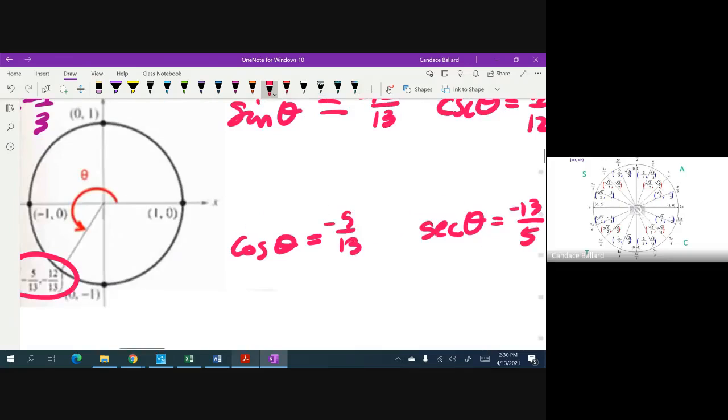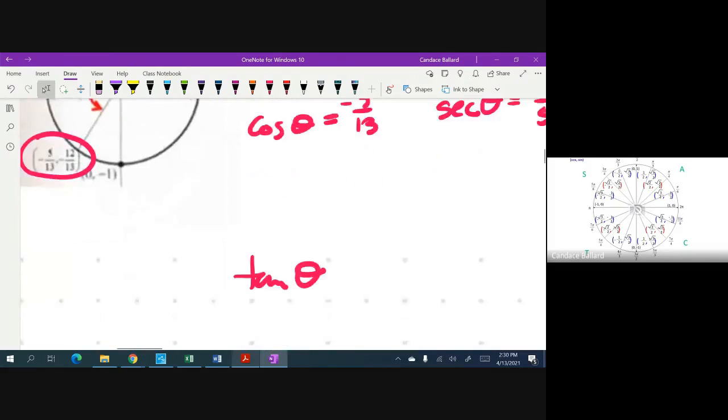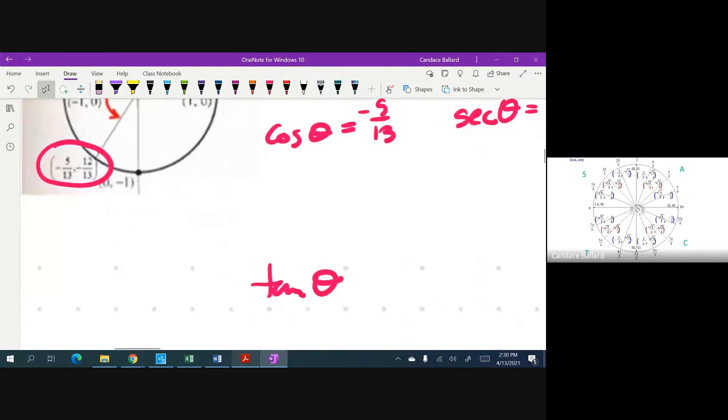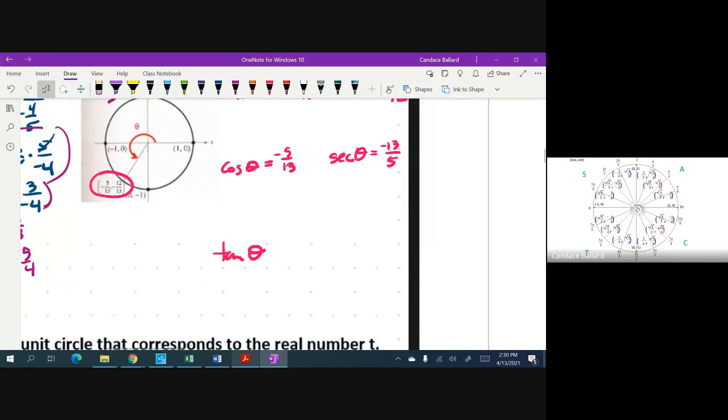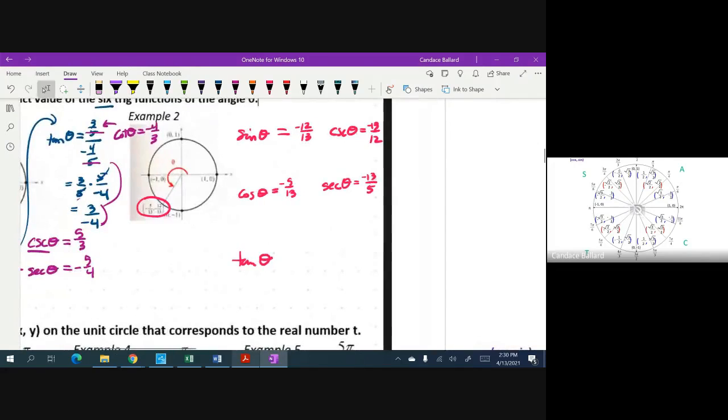Perfect. Okay. The next one we got to do is tangent. So remember, the tangent is the sine divided by the cosine. So I'm going to take my negative 12 over 13. I'm going to divide by my negative 5 over 13. All right, what was the cool, awesome shortcut that we learned right here? So what can I do?